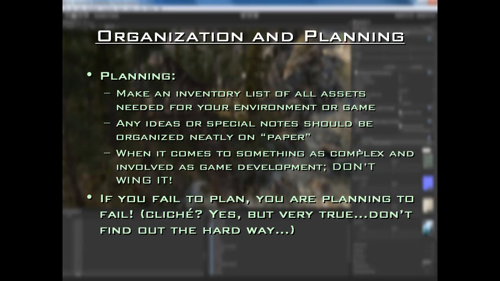After you collect lots of reference images, what you have to do is organize and plan. Okay, planning is extremely important. One of the first things you want to do is make an inventory list of all the assets that you need for the environment of your game. So you don't want to just sit there and go, okay, let me start working on a wood pallet, and then finish and go, okay, what's next? What would be in a warehouse? Maybe a brick wall?